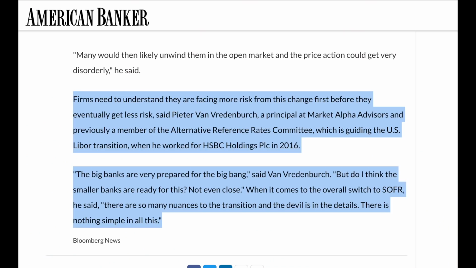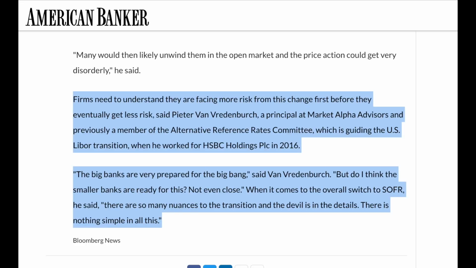So it looks like they've been working on this transition and that things will be okay, but you go to the end of the article, it says firms need to understand they are facing more risk from this change first before they eventually get less risk, said Peter van Vredenburg, a principal of Market Alpha Advisors and previously a member of the Alternative Reference Rates Committee, which is guiding the US Libor transition, when he worked for HSBC Holdings in 2016. And this is what he said, though, at the end here of the article.